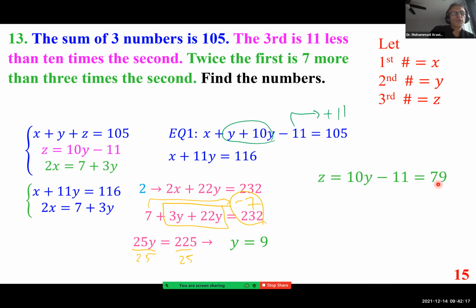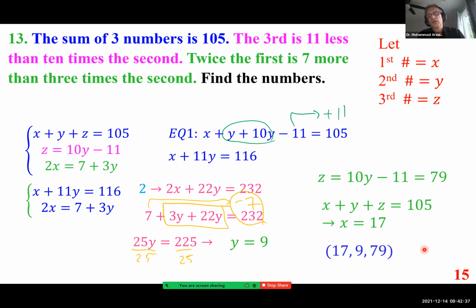And now you can go to the first equation or the last one and find x. If you go to the first one, just add up y and z, and the missing x must make the total 105, and x becomes 17. And it's really good practice to put them in order so it becomes clear. x is 17, y is 9, z is 79.